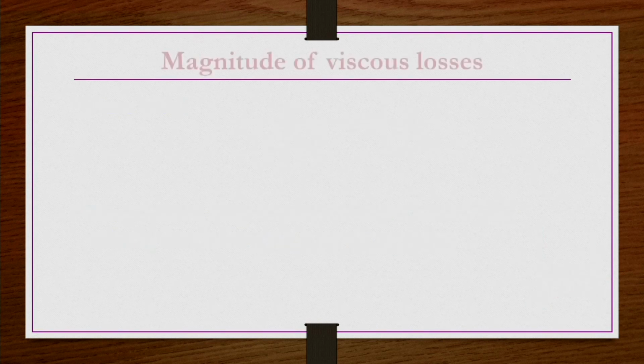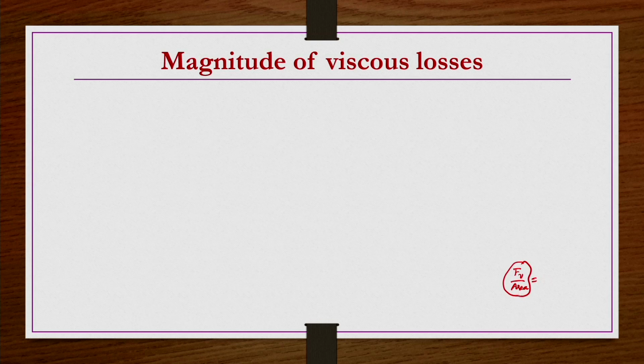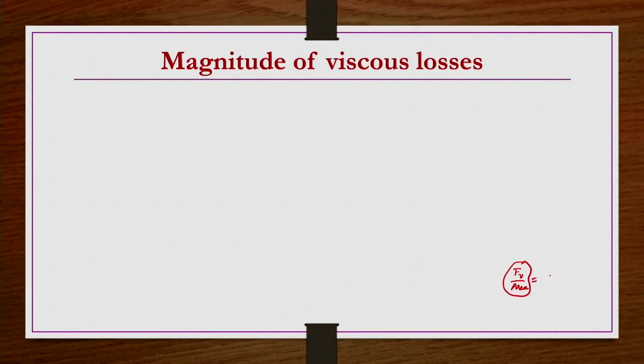Now similarly, we try to find out the magnitude of viscous losses. The viscous forces divided by area gives you viscous losses per area. If you divide the pressure drop by this particular term, then you will get a kind of magnitude of the contribution of the viscous losses in the overall pressure drop of fluid flowing through a packed bed. What is this Fv, that viscous force?